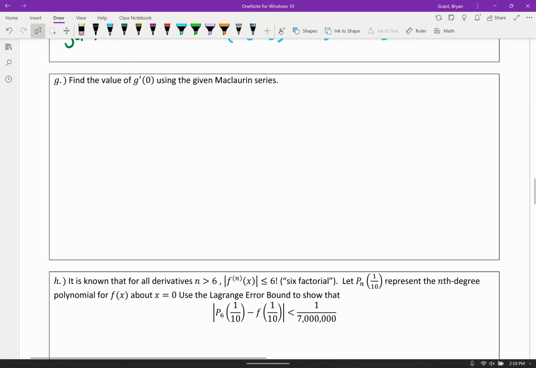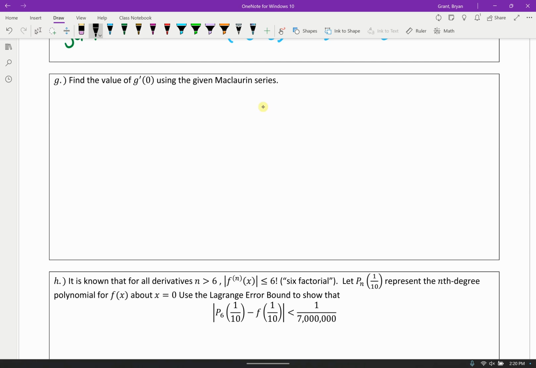Moving on. We need the value of g prime of 0 using the given Maclaurin series. This is a funny one because they wouldn't normally make this problem this easy, and I'll show you the way that they want you to do it. But then I'll actually give you two other options that are arguably much easier.